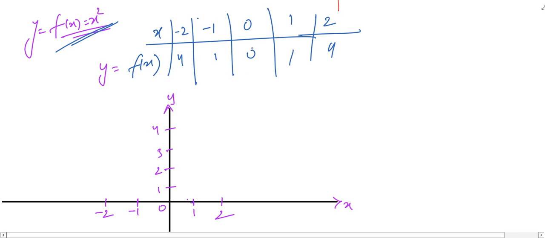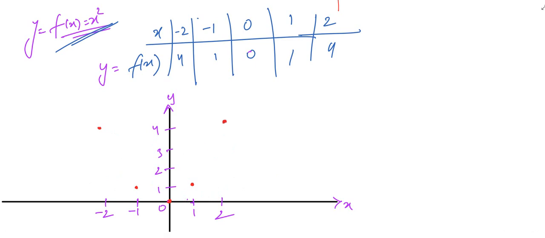First of all, let's start from 0, right? If we put 0, we get 0. If we put 1, we get 1, right? And if we put -1, then again we get 1, right? If we put -2, then we get 4, and if we put 2, then again we get 4, right? So we got a rough idea how the graph would look.